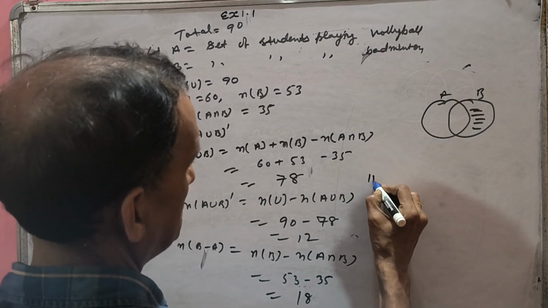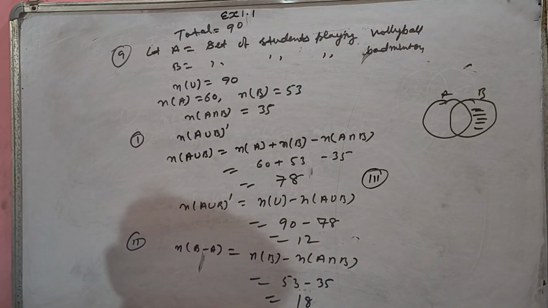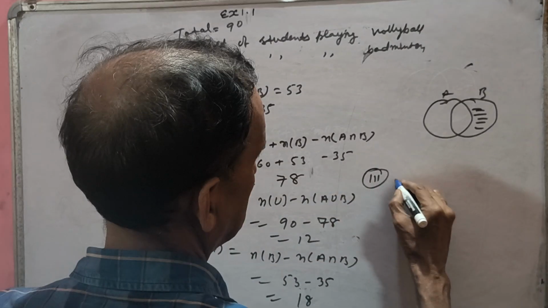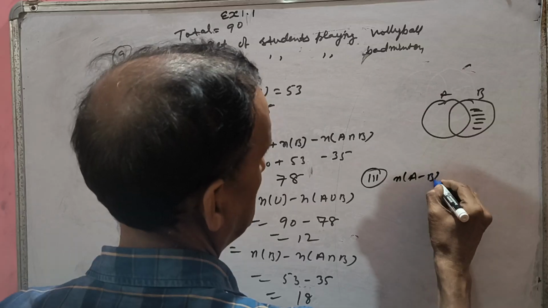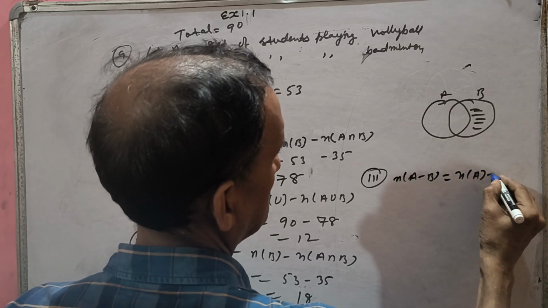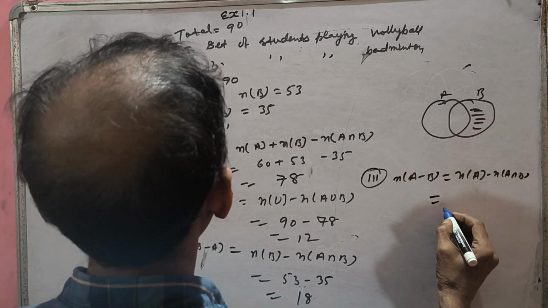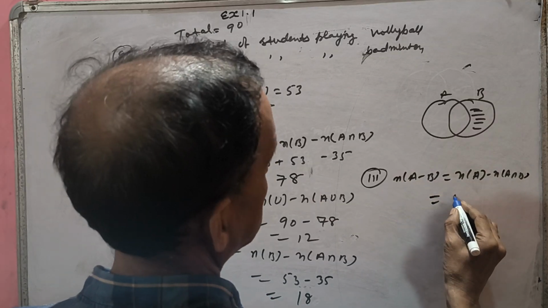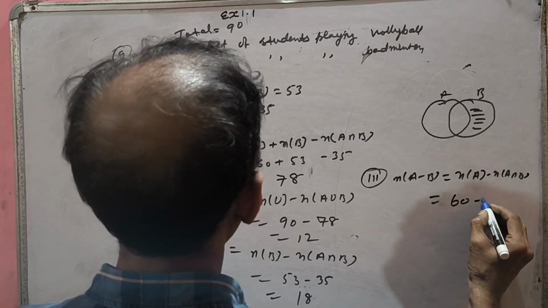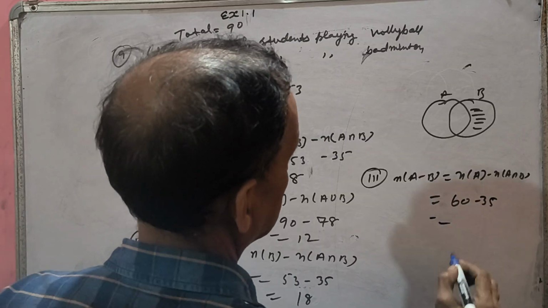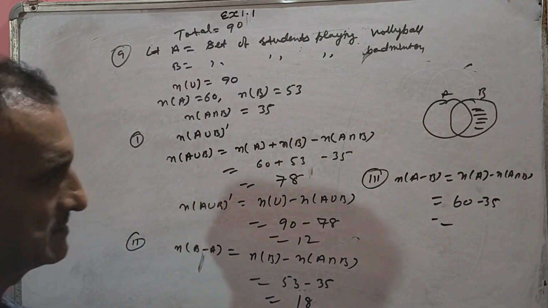In number 3, we have to find volleyball only. Then A minus B. n(A minus B) is n(A) minus n(A intersection B). n(A) is given 60 minus A intersection B 35. So subtract, how much will we get? 25.